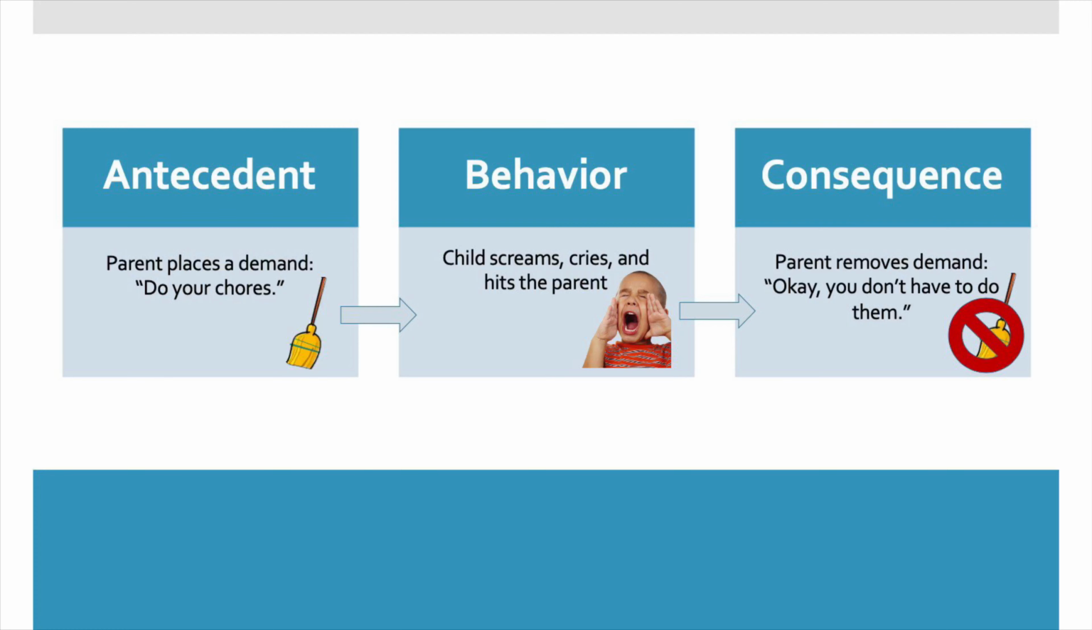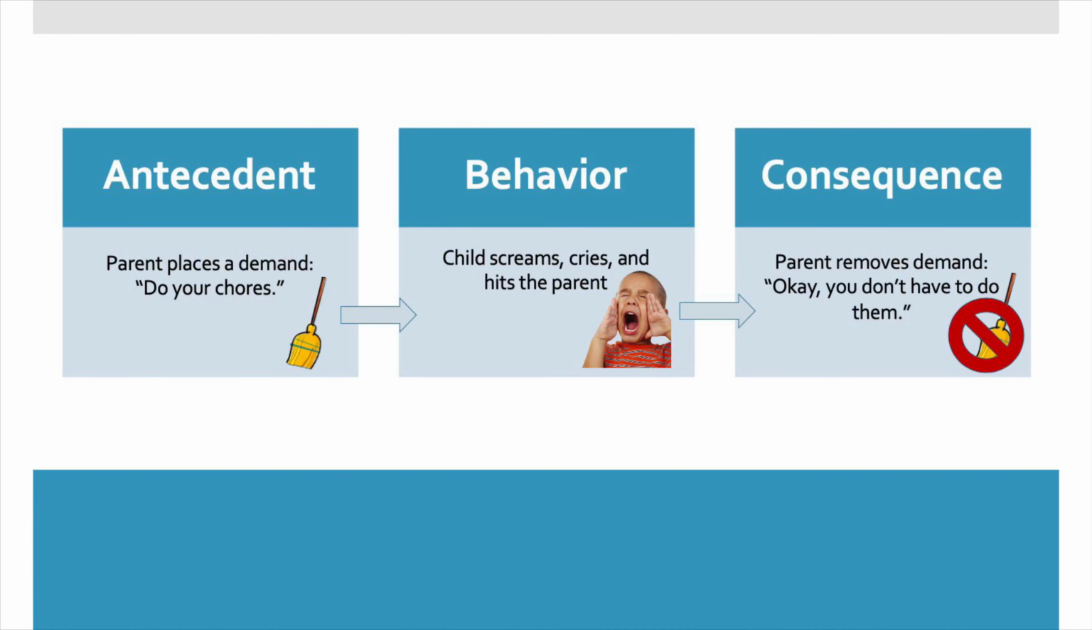In this example, the antecedent is the parent placing a demand, do your chores. The behavior is the child screaming, crying, and hitting the parent. The consequence is the parent removing the demand or saying, okay, you don't have to do them. Based off this example, we can assume that the child is screaming, crying, and hitting in order to escape or get out of the chores.